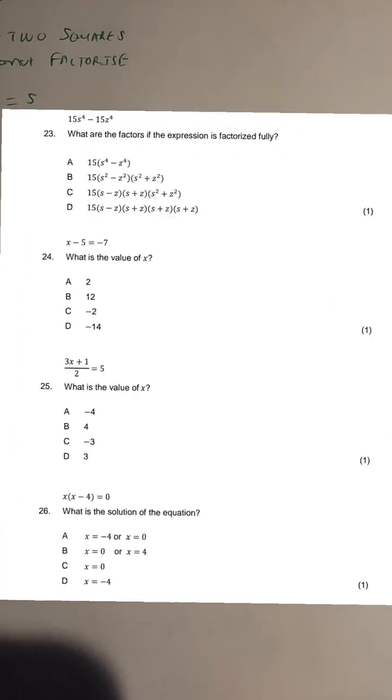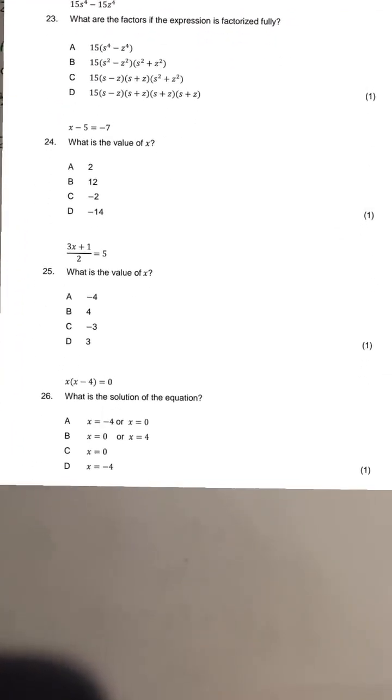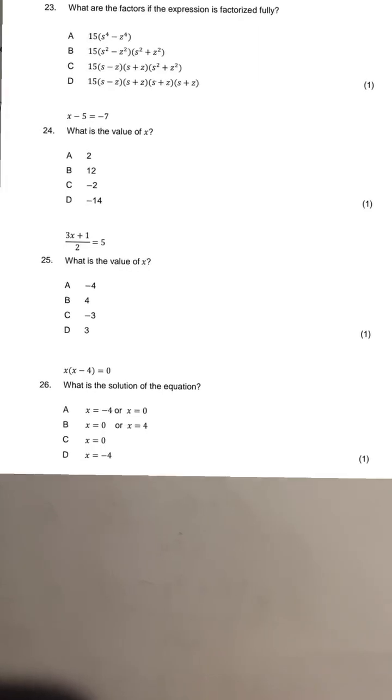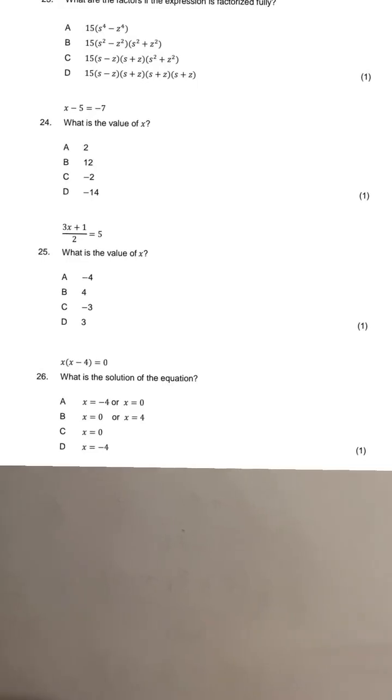What is the solution of the equation? Is it A, x is equal to -4 or x is equal to 0? B, x is equal to 0, x is equal to 4? C, x is equal to 0 alone? Or D, x is equal to -4 alone?